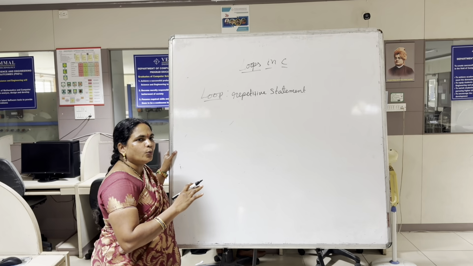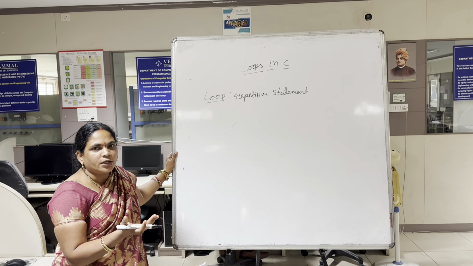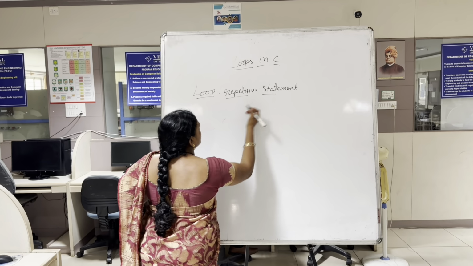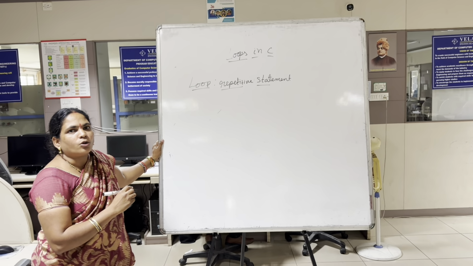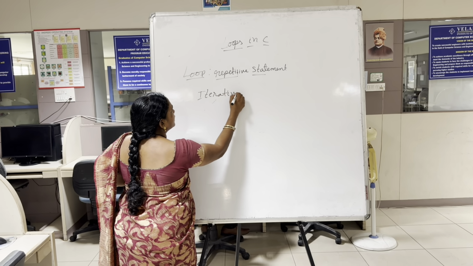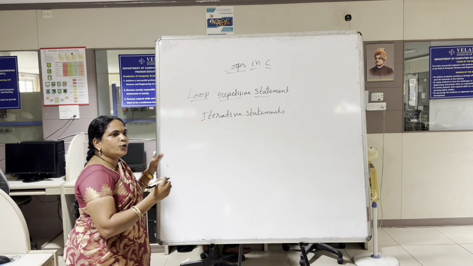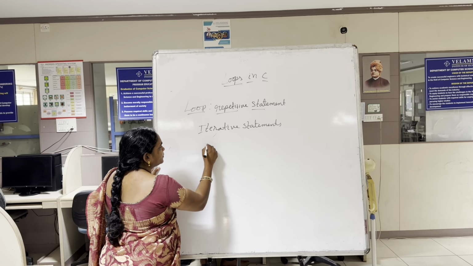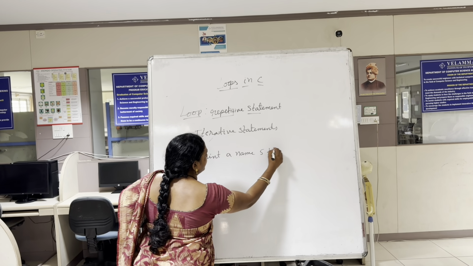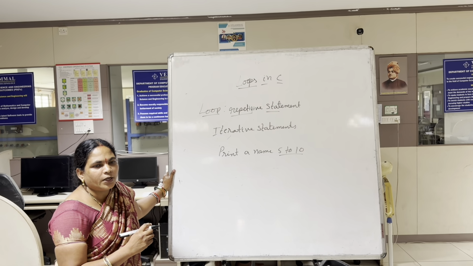If we want to display a single statement n number of times, that is, more than once, then we require a looping statement. So that is called a repetitive statement. Looping statements are also known as iterative statements. For example, if we want to print a name 5 to 10 times, then we are going to use repetitive statements or looping statements.